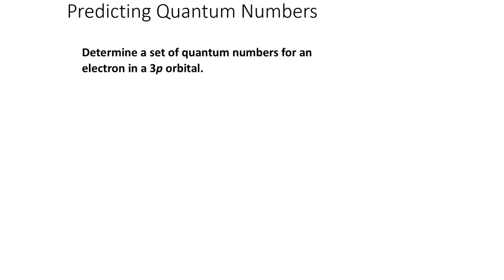Finally, let's determine the set of quantum numbers for an electron in the 3p orbital. We want a value of n, L, m sub L, and m sub S that is valid. I'll give you a hint. There are 6 possible correct answers to this question. Pause the video, come up with your correct answer, and then hit play to see if you were right.